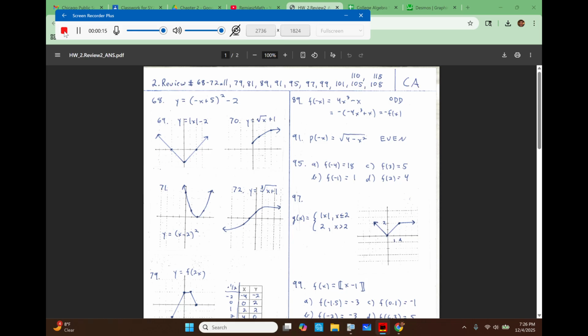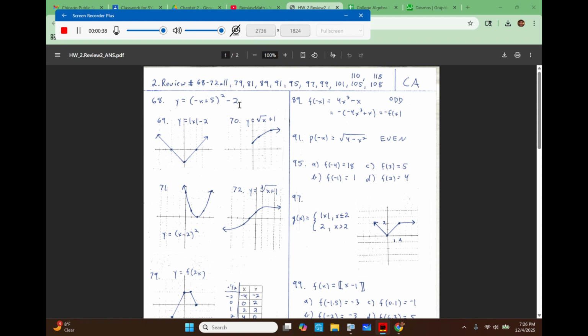We're going to start with these transformations first here in 68. We're starting with the parent function of x squared. If I wanted to shift x squared 5 units to the left, I would replace x with x plus 5. Then it says reflect across the y-axis, so I'm going to change that x to a negative x. And then it says shift down 2 units.